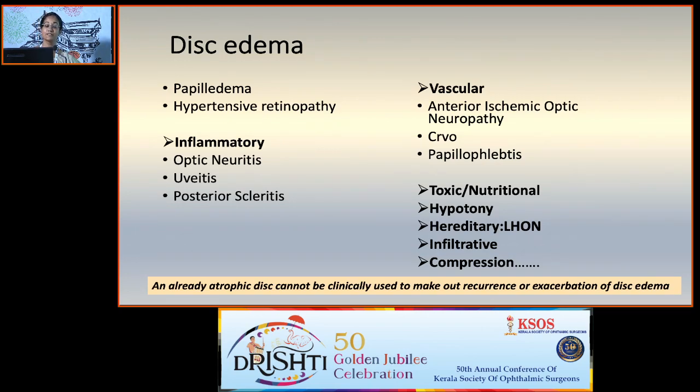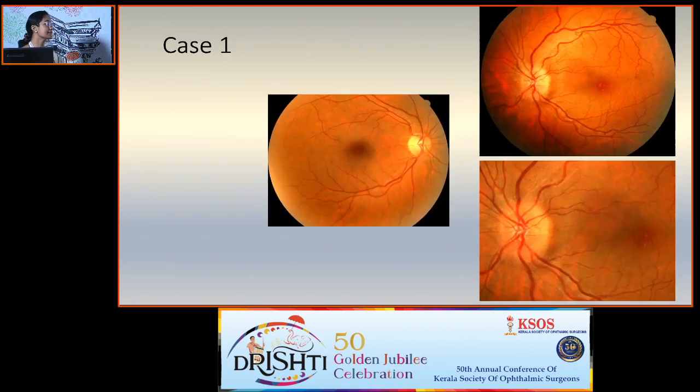Systemic diseases usually present as bilateral. And you have to always remember that in clinical practice, an atrophic disc cannot be used to assess a disc edema. We cannot assess whether the disc edema is increasing or whether it's recurring, because, as we say, the dead axons do not have the capacity to swell up and manifest as a disc edema.